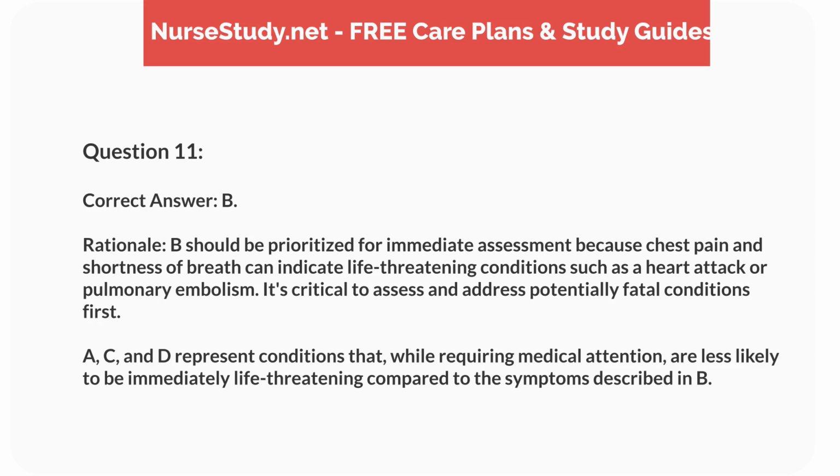Correct answer, B. Rationale. B should be prioritized for immediate assessment because chest pain and shortness of breath can indicate life-threatening conditions such as a heart attack or pulmonary embolism. It's critical to assess and address potentially fatal conditions first. A, C, and D represent conditions that, while requiring medical attention, are less likely to be immediately life-threatening compared to the symptoms described in B.